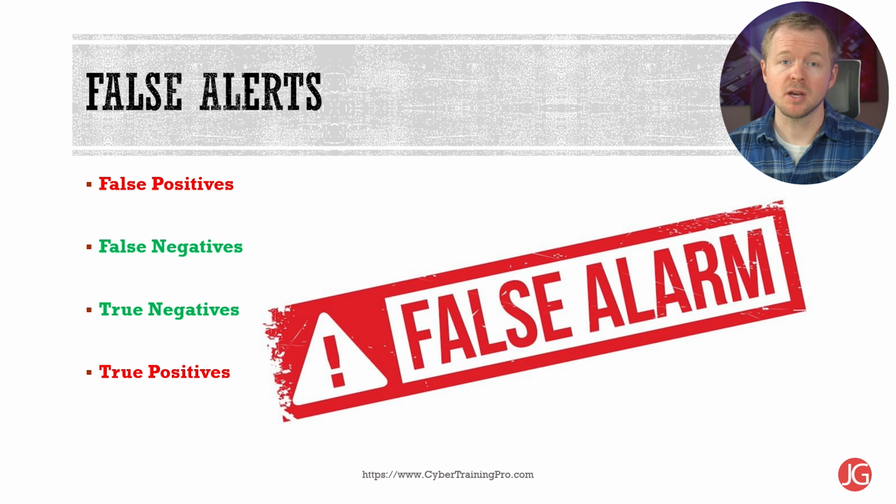Then we have false negatives, which are when our IDSs or our IPSs fail to send an alert or detect that an attack is in progress. We have true negatives, which is when our systems correctly identify that there's no attack in progress. And then we have true positives, which are when our systems correctly identify that there is an attack in progress.